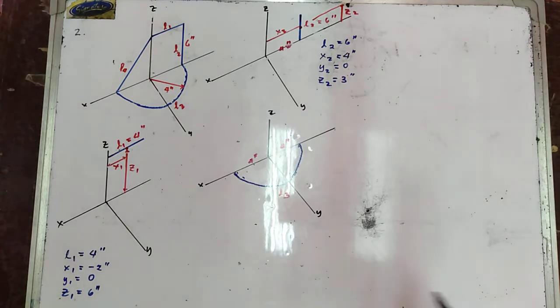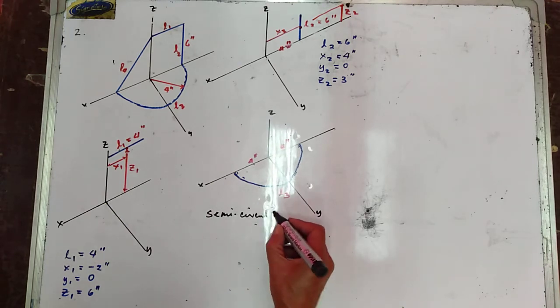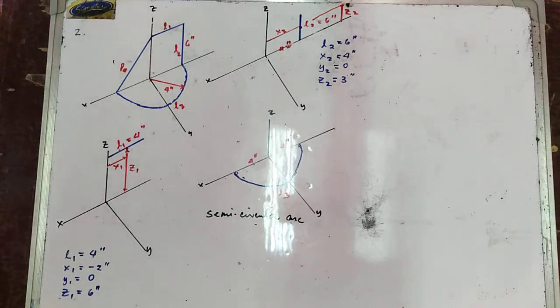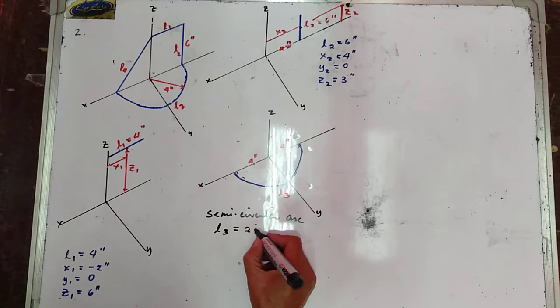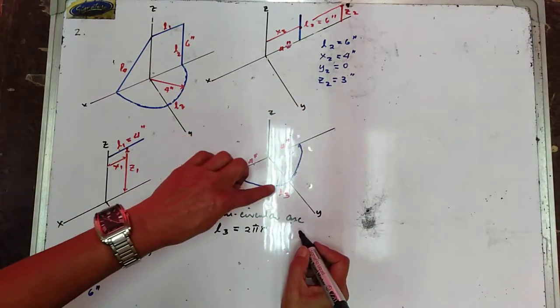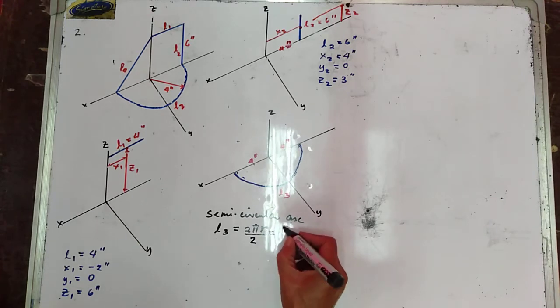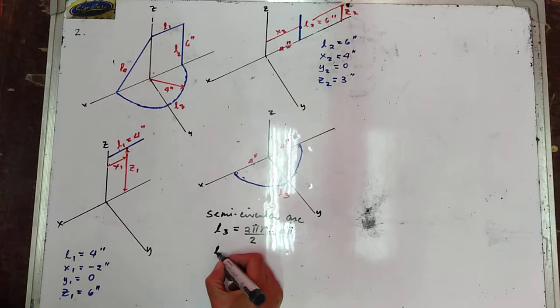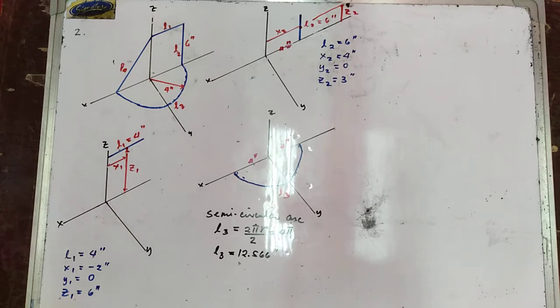So for a semicircular arc, the length L3 is equal to 2 pi r, which is the circumference of a circle. Since that is a semicircular arc, let us divide this by 2. And this is therefore equal to 4 pi, or your L3 is equal to 4 pi, which is 12.566 inches. So your bar X in here is equal to 0.